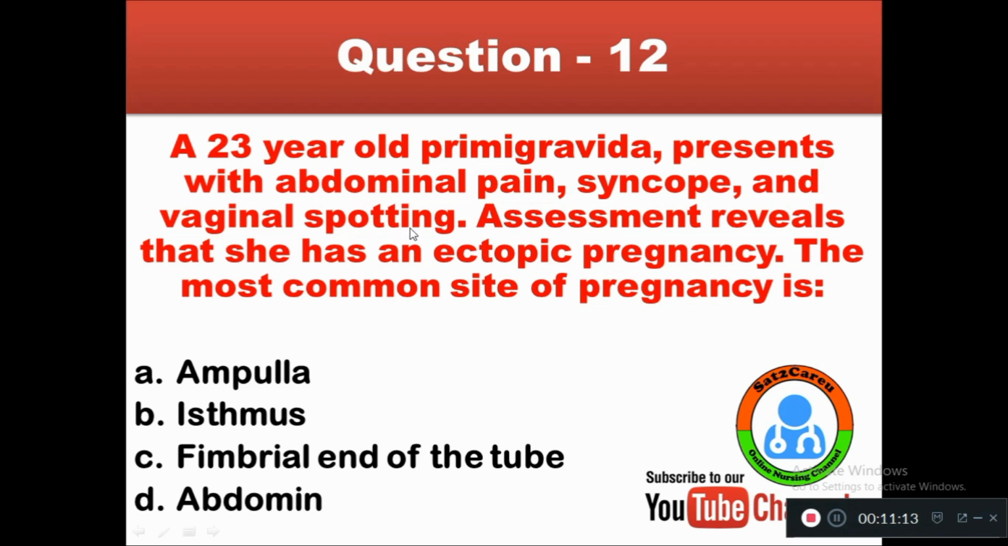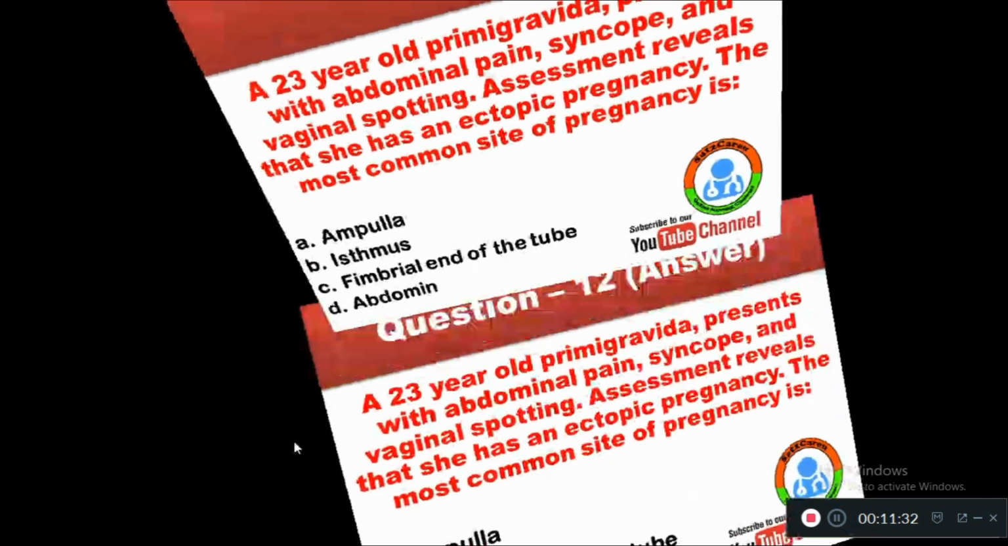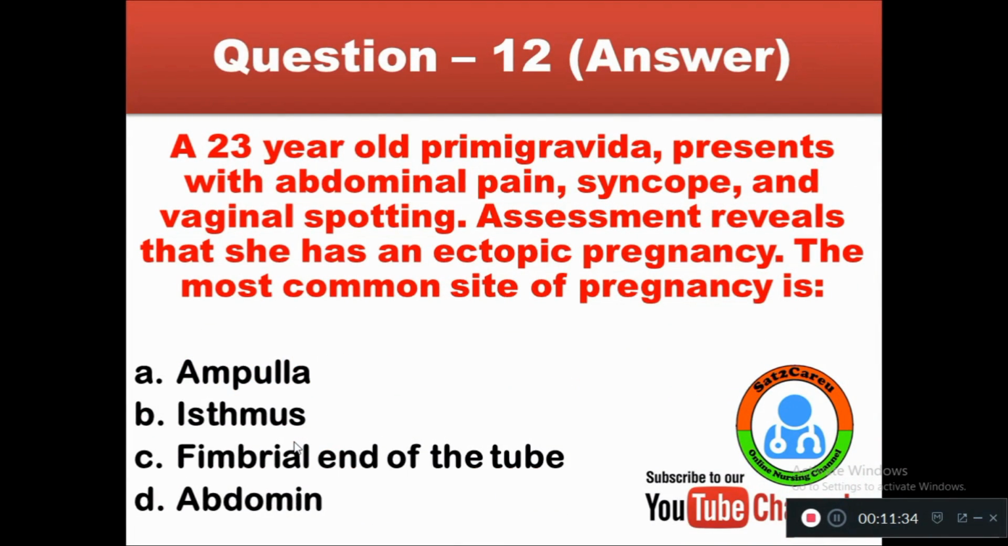Assessment reveals that she has an ectopic pregnancy. The most common site of pregnancy is option A, ampulla; B, isthmus; C, fimbrial end of the tube; and D, abdomen. Let's see the right answer here. Ampulla. The right answer is option A, ampulla.